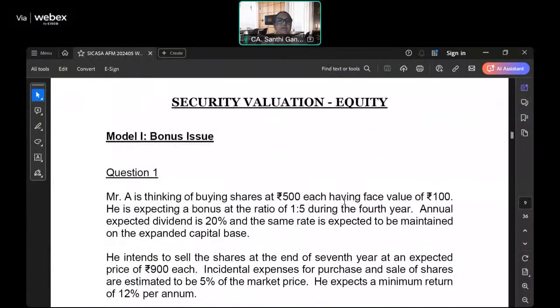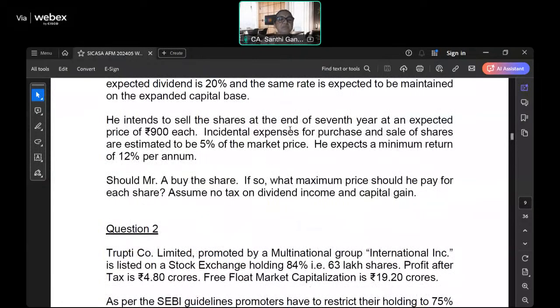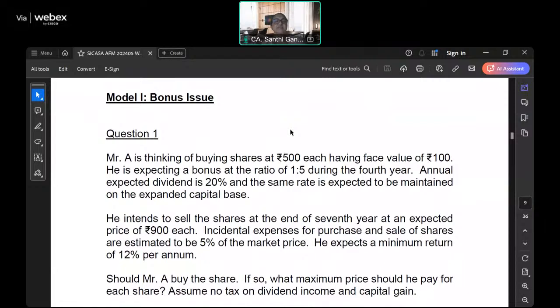Welcome back. Shall we continue? Next, let us move on to equity. The first thing we would see is regarding bonus issue. What happens?